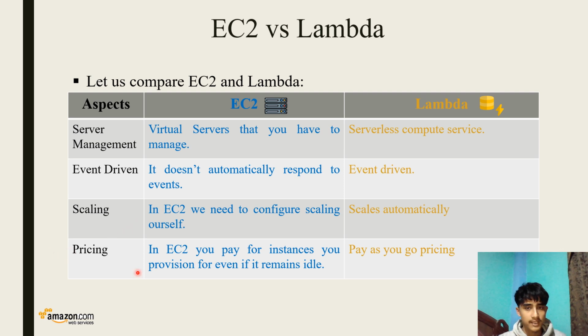Lastly is pricing. In Lambda, we pay for the time your code is being executed or run. This method is called the pay-as-you-go pricing method. But in EC2, you pay for the instances you provision, even if your code is not running or is idle. So these are some comparisons of EC2 and Lambda.